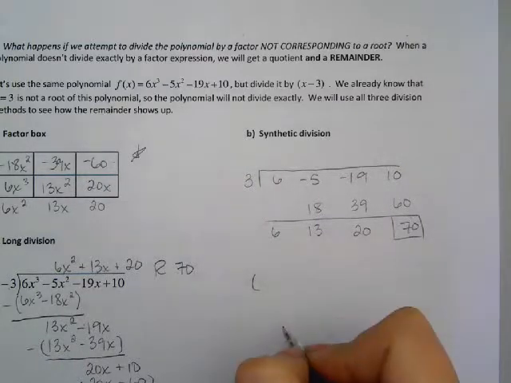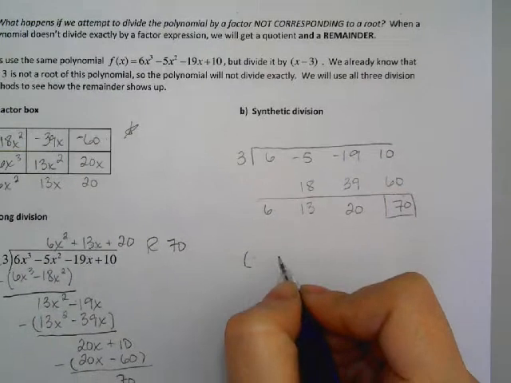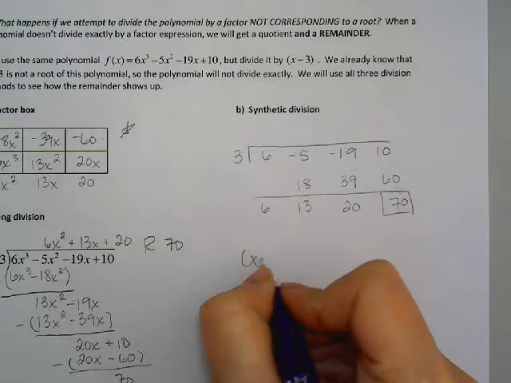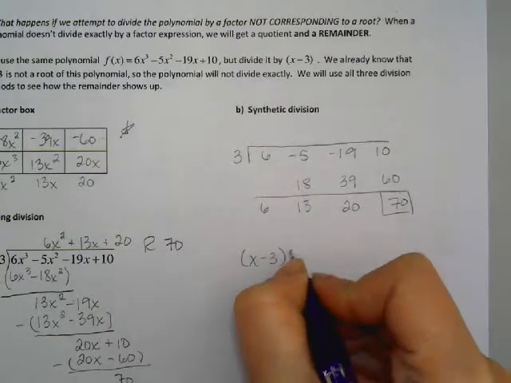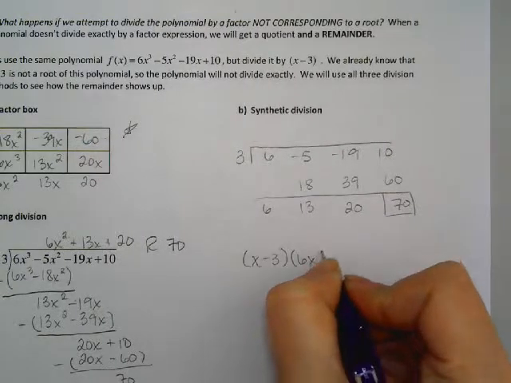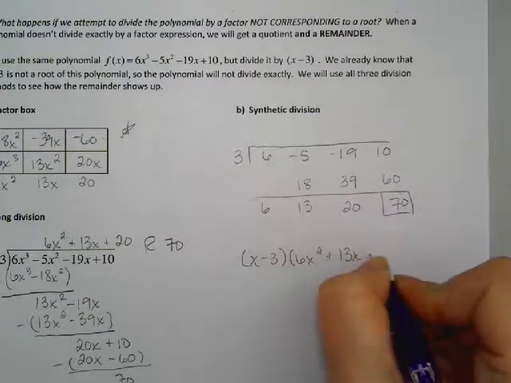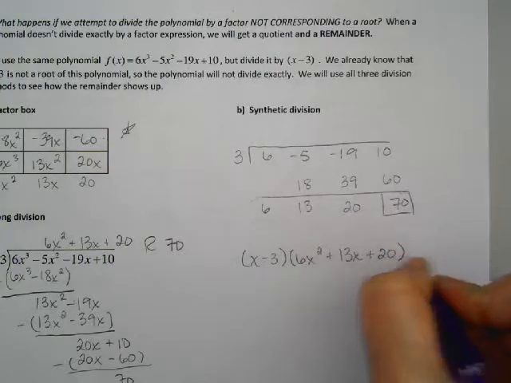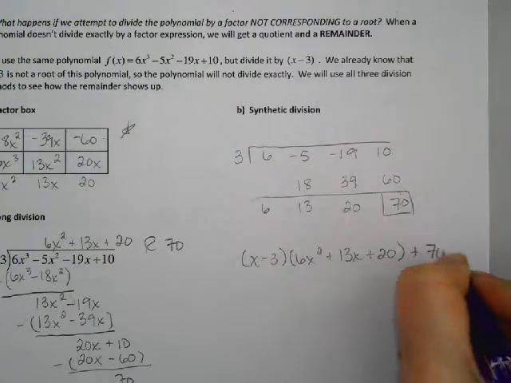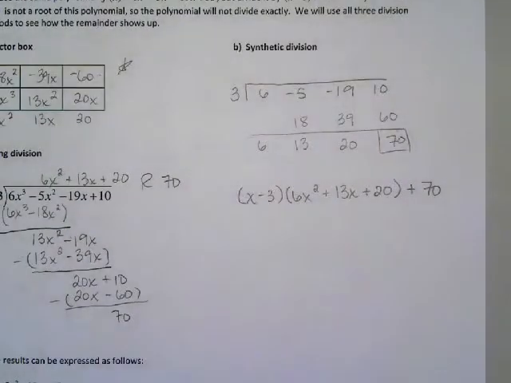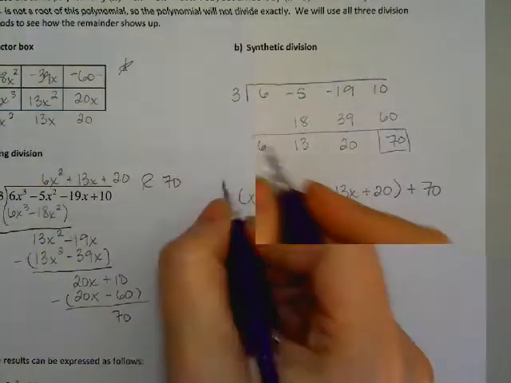So, if we decide that we want to write this in some type of factored form, which isn't going to help us a whole lot, we have x minus 3 times 6x squared plus 13x plus 20 plus our remainder of 70. That is an equivalent, though not terribly helpful, way of writing that f of x.